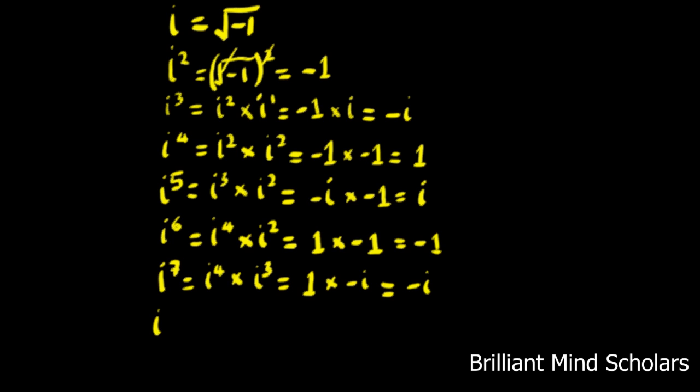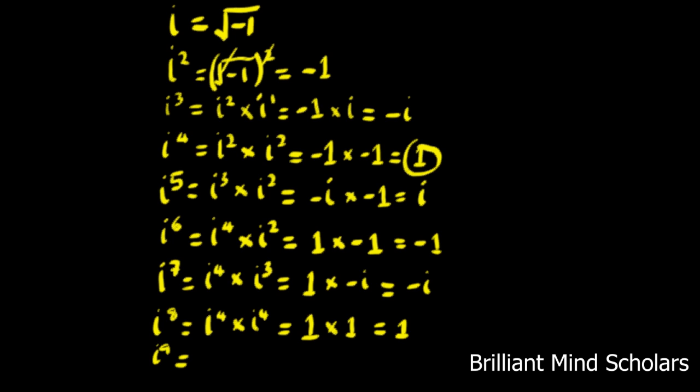Now i raised to power 8. We can choose to rewrite that as i raised to power 4 times i raised to power 4, right? Yes, indices. So we know from our studies that i raised to power 4 gives us 1. That would be 1 times 1, and this would give us 1. Now, i raised to power 9.